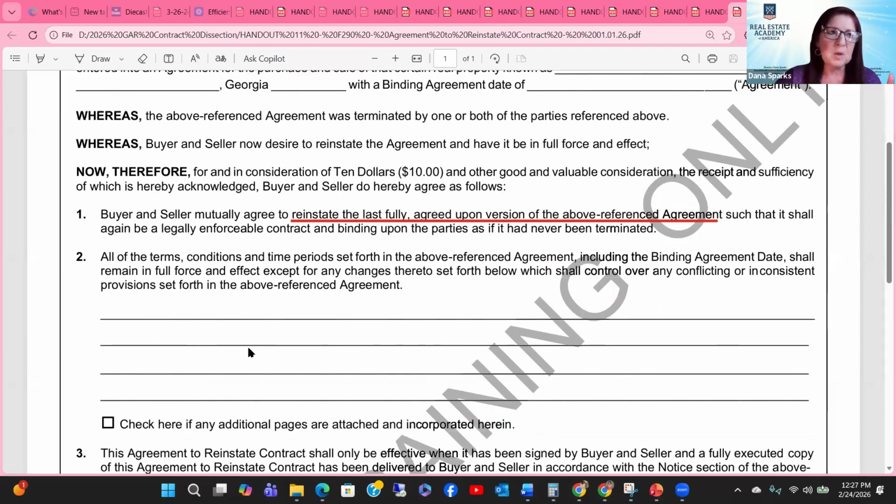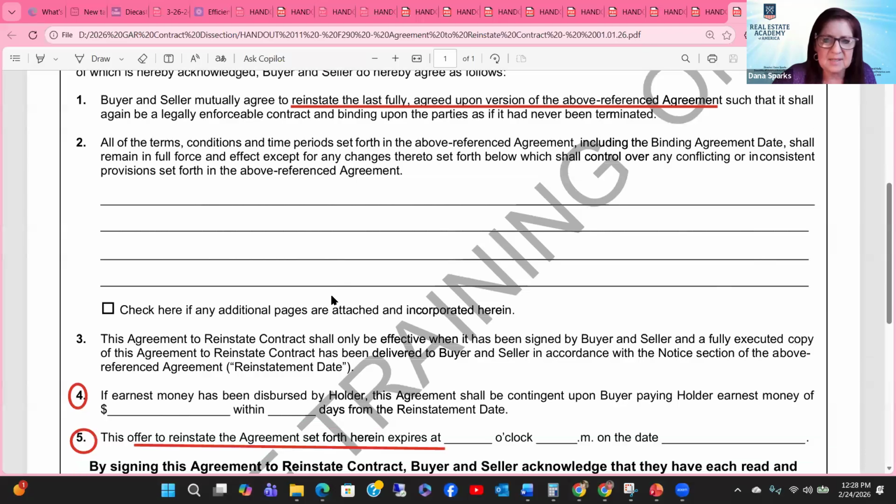Now, an example of what you would do here: let's say they terminated for whatever reason, they decide to reinstate the contract, but you've passed a contingency time frame and you want to extend that. You could extend a time frame for something that's passed or hasn't passed.